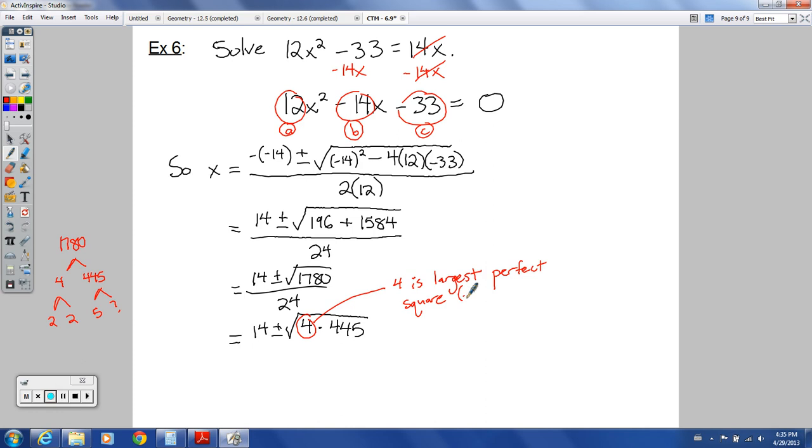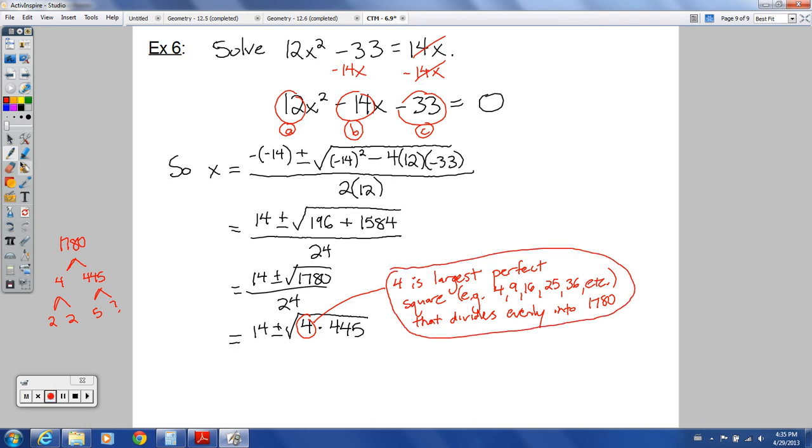And then let's write e.g., for example 4, 9, 16, 25, 36, etc. So it's the largest perfect square that divides evenly into 1780. So that's our side note there.